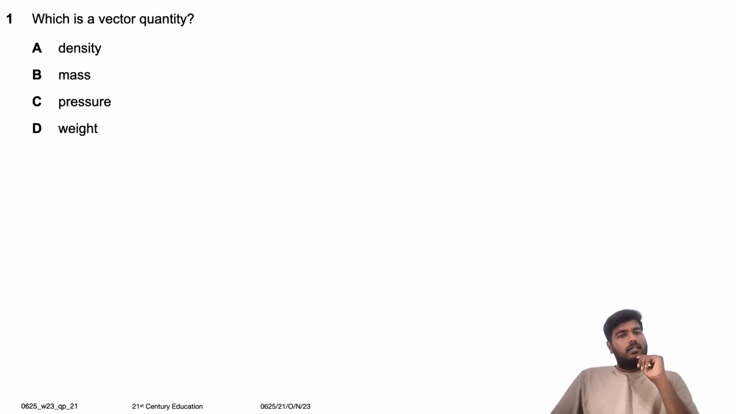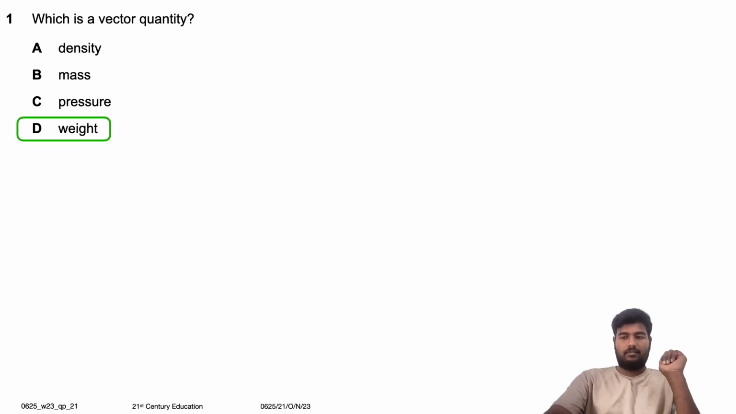1. Which is a vector quantity? Density is a scalar, mass is a scalar, pressure is force by area, which is a scalar, and weight is a vector. Weight is force. So D is the right answer. Okay, next question.